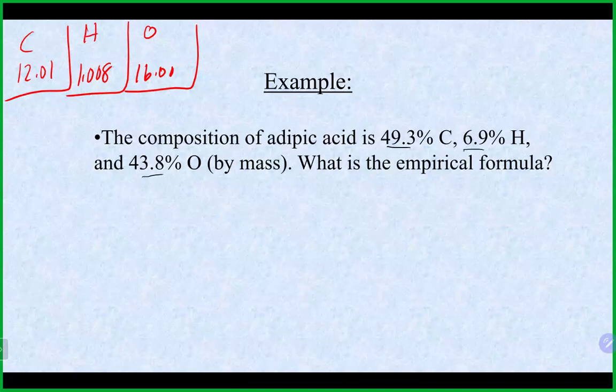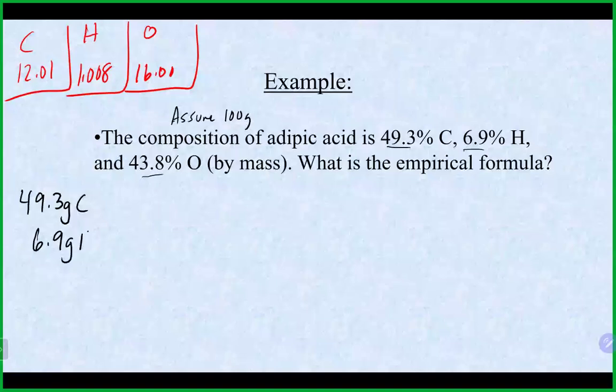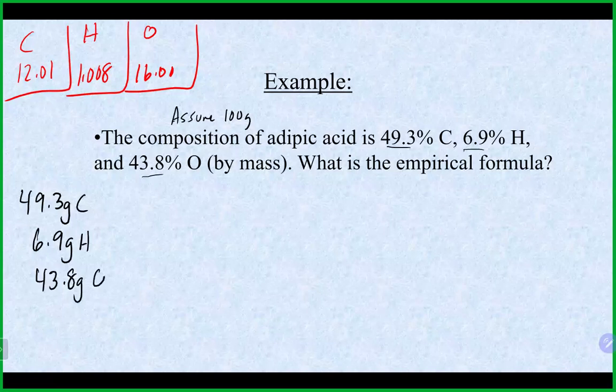So because of that, we can then assume 100 grams. And again, the purpose of doing that is just to keep the numbers the same. So nothing is really changing here. So really all we have to do is just take out our percentage sign there and change it for grams. So we would then have 49.3 grams of carbon. We would have 6.9 grams of hydrogen and 43.8 grams of oxygen. And again, by assuming 100 keeps everybody the same numbers.